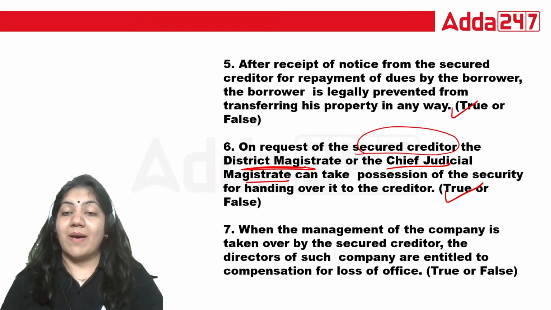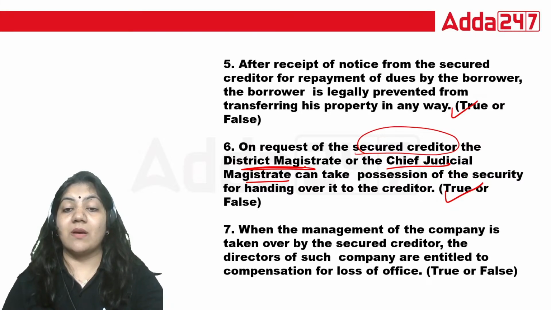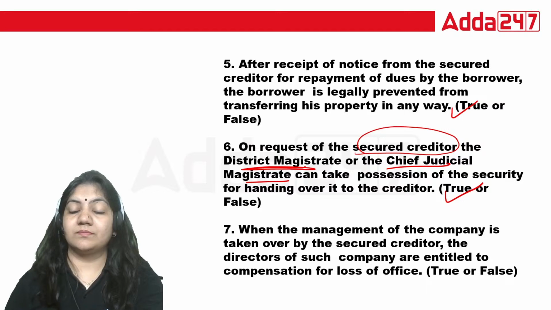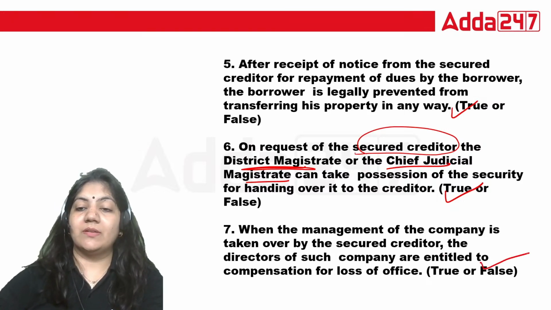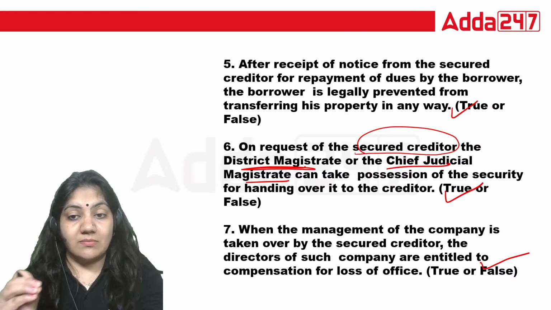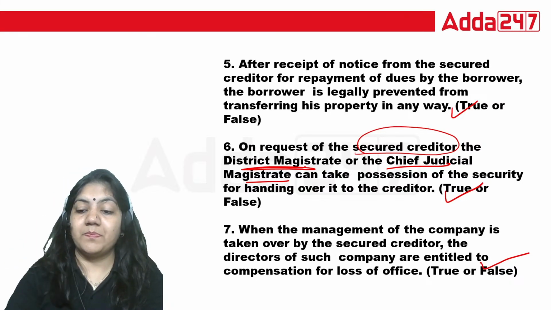Seventh, when the management of the company is taken over by the secured creditor, the directors of such company are entitled to compensation for the loss of office. Seventh one. That is absolutely false. Okay. The management of the company is taken over by the secured creditor. The director is not entitled, because we know that the company has a different legal existence and the members have a different legal existence. That's it.